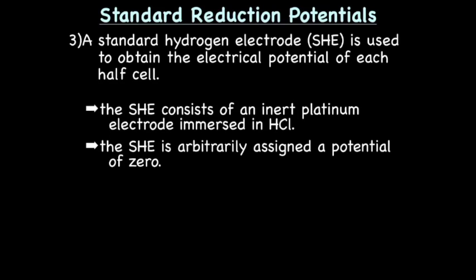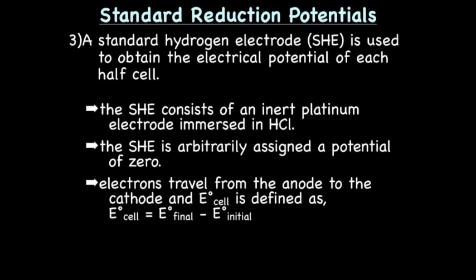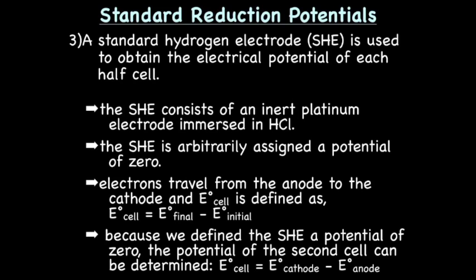We take the standard hydrogen electrode and arbitrarily assign that potential as 0. So that's our standard, that's our baseline. And electrons travel from the anode, as you know, to the cathode, and the E cell, or the electrical potential, is defined as the final voltage minus the initial voltage. But because we defined SHE as 0, we can figure out the electrical potential of the cell by saying it's the cathode minus the anode.